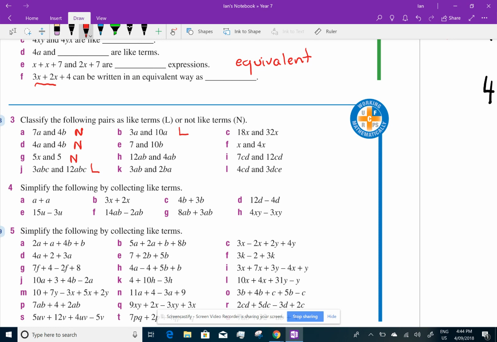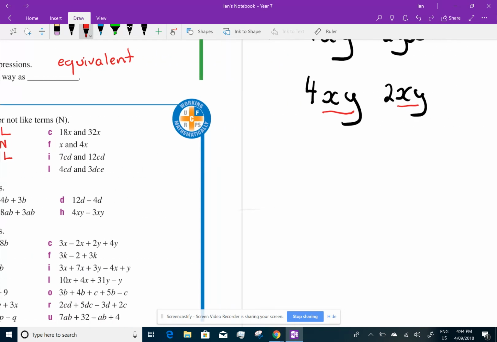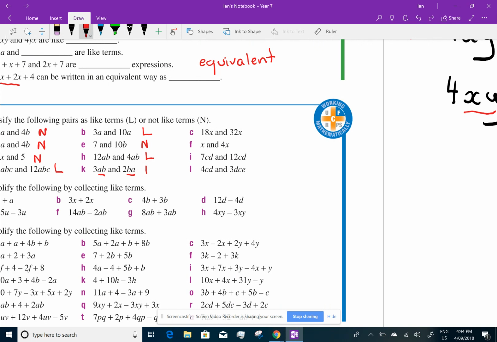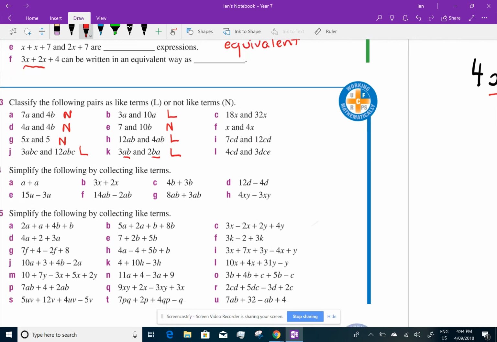7 with no letter and 10B. Well, they're not like terms. Here we go. AB and AB. Well, they're like. And I'll stop here on K and see if you can think about this. Is AB the same as BA? Remember, we're not looking at the numbers, we're looking at the letters. And we just did that over here. XY and YX are the same. Well, AB and BA are like terms.